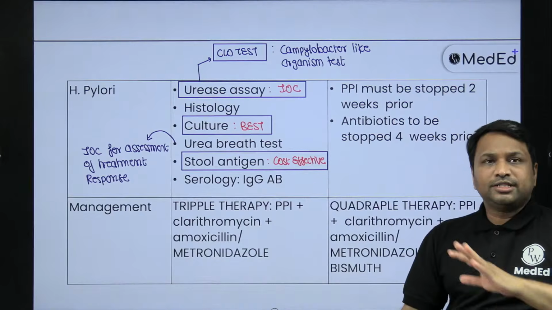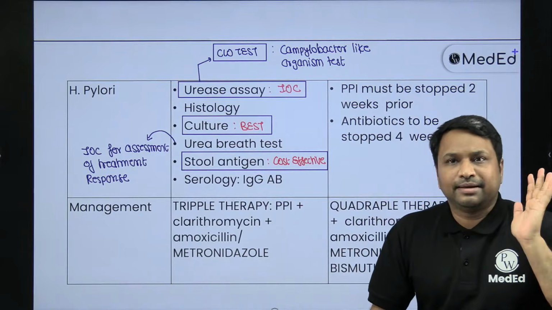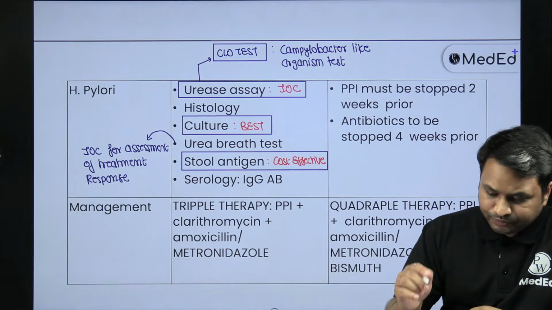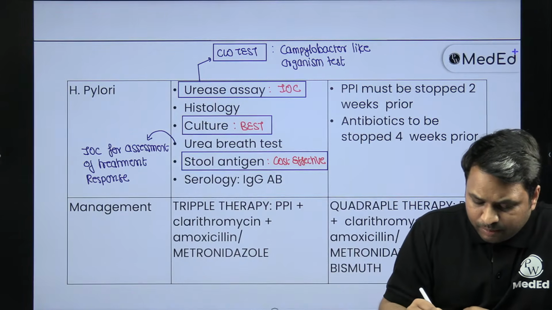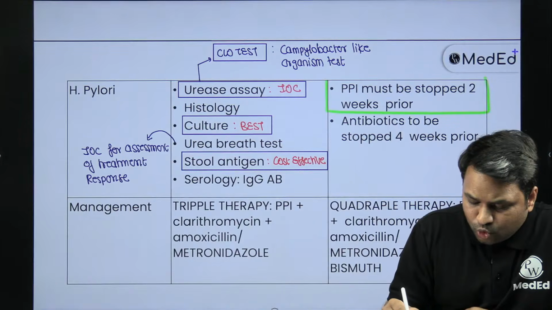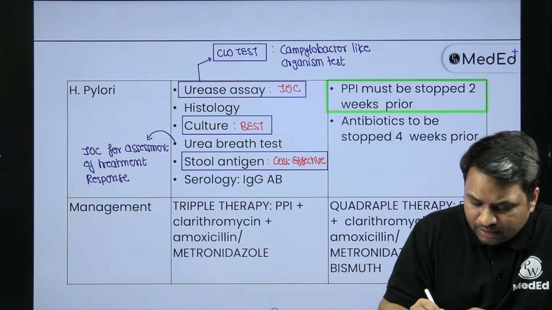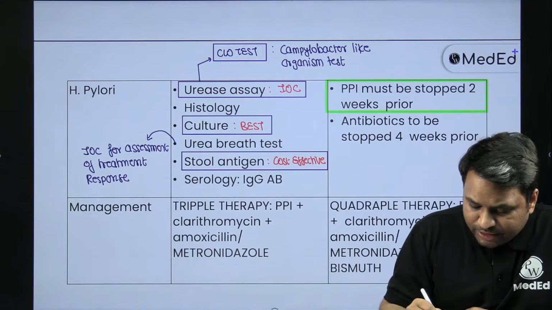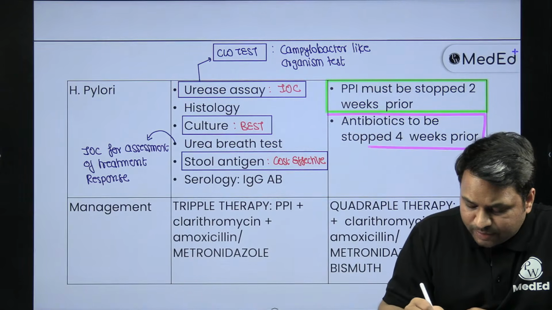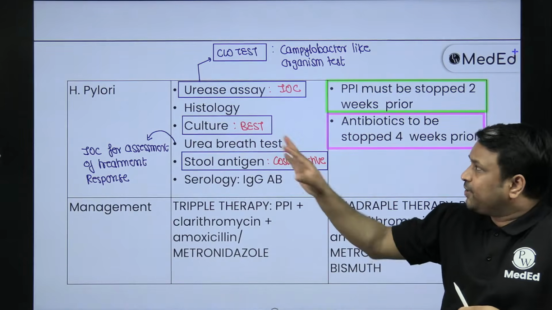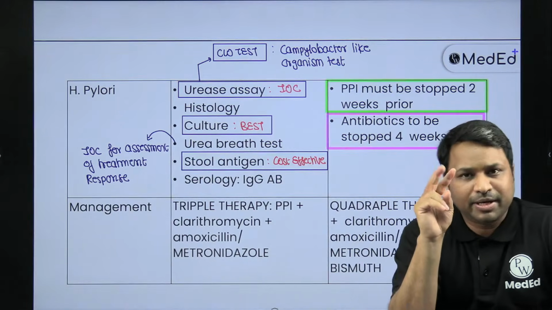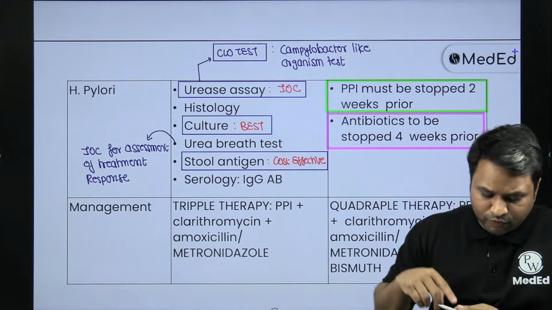You can also do serology, but whatever I've written in red is your exam question. Now, in order to assess H. pylori, remember, PPIs must be stopped at least 2 weeks before the assessment, and any form of antibiotics must be stopped 4 weeks prior to the investigation. So whenever you're doing H. pylori assessment, stop PPIs 2 weeks before and antibiotics 4 weeks before.